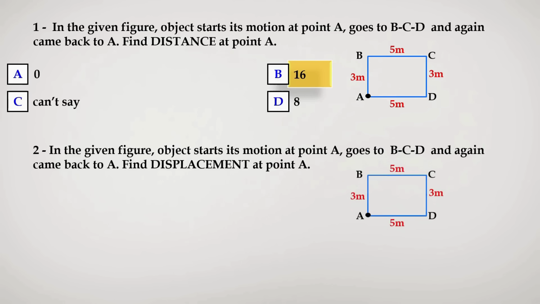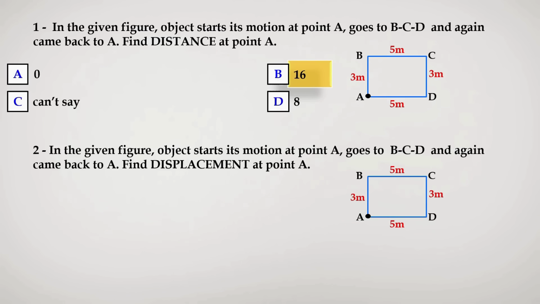Question 2. Displacement. Now let us find the displacement. Displacement is the shortest distance between the initial and final positions. Here, the object starts from point A and finally comes back to point A itself. So, the initial position and final position are the same. Hence, the shortest distance between them is 0. Therefore, the displacement is 0 meters. So, the correct answer is option A, 0 meters. This clearly shows that when an object returns to its starting point, distance is non-zero, but displacement is 0.